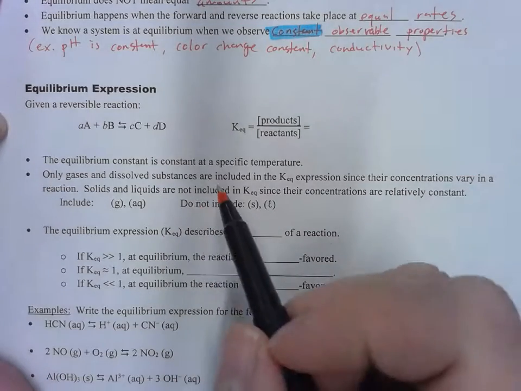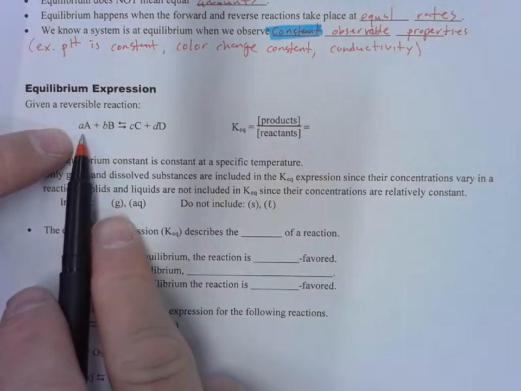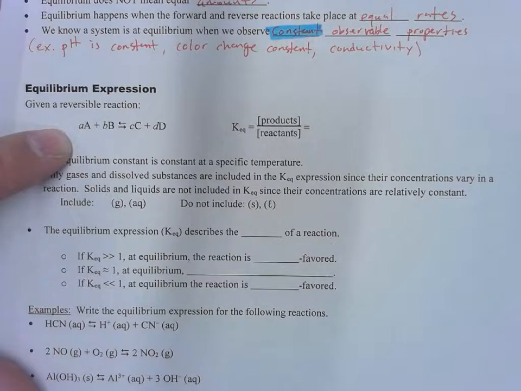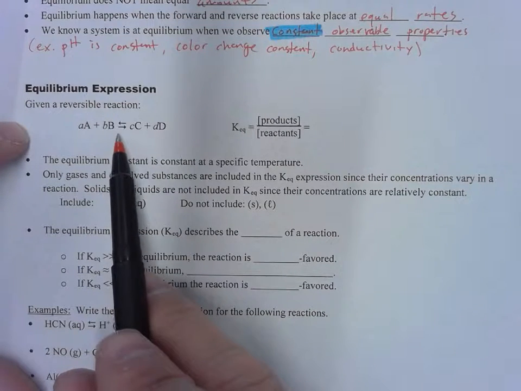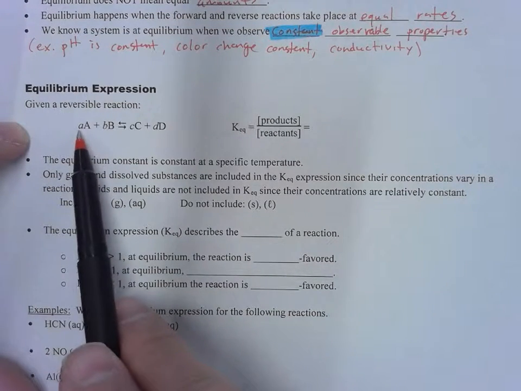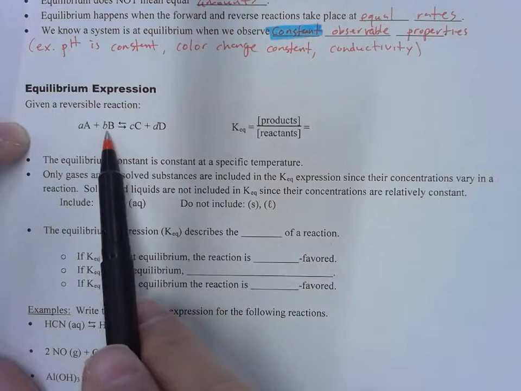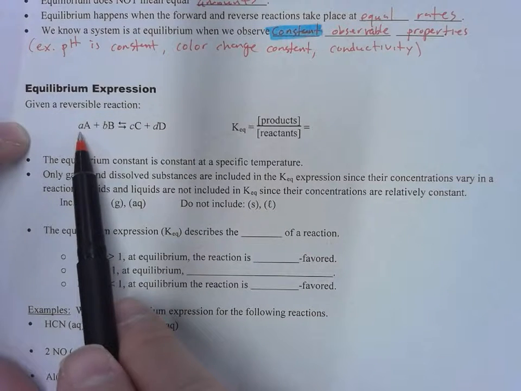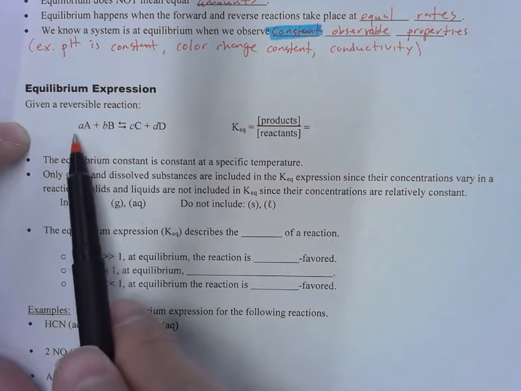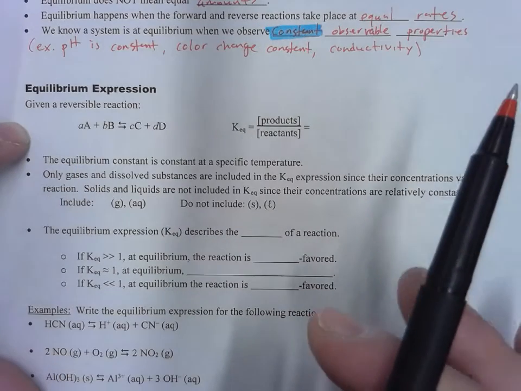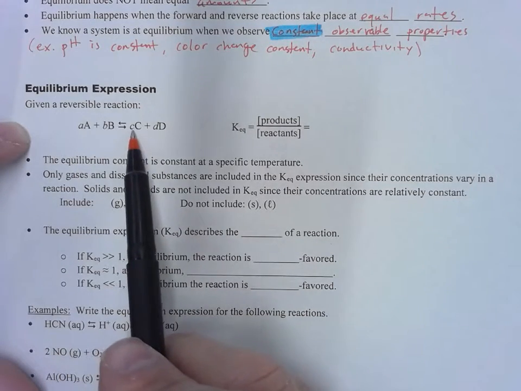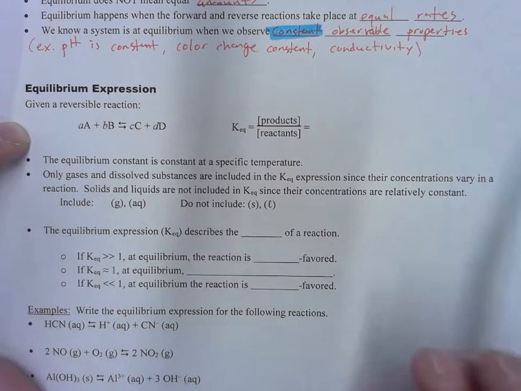Notes 12.1 part 2. Reversible reactions always look more or less like this. There's a double arrow of some sort. You'll have a certain number of moles of reactant A plus a certain number of moles of reactant B. These italicized lowercase a and b represent your coefficients in this case. And then you have coefficient c for product C and coefficient d for product D.